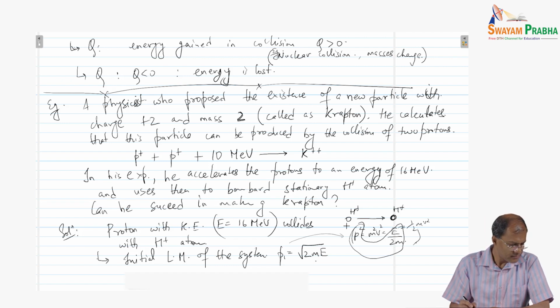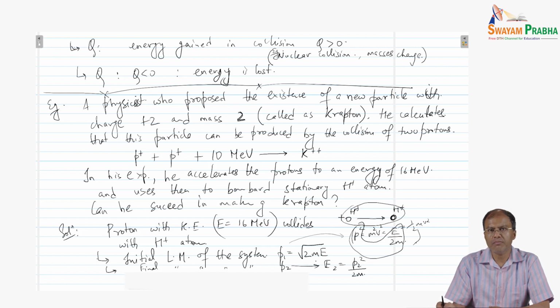And the final linear momentum of the particle will be, let's say, P2, right? And the energy corresponding to this momentum P2 will be E2 given by P2 square divided by 2m, right? See, so initially we have one particle which is being bombarded with the second particle which is at rest, and after collision both particles are moving with some velocity, let's say equal velocities, but both are moving, right? So now what we see is that E2 will be P2 square divided by 2 times 2m, not m.